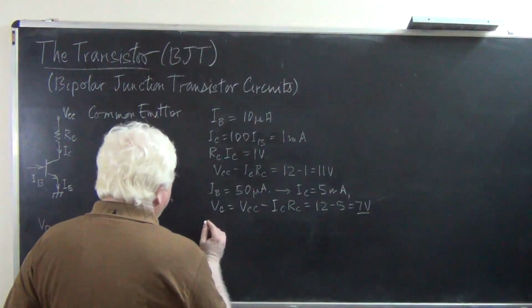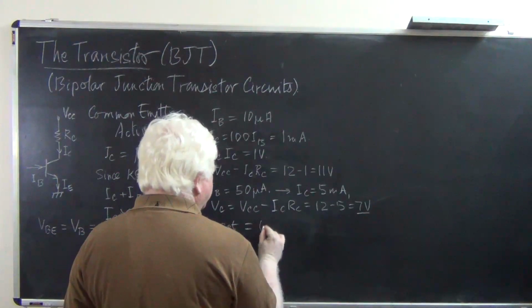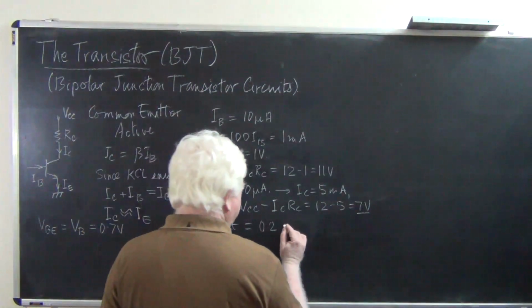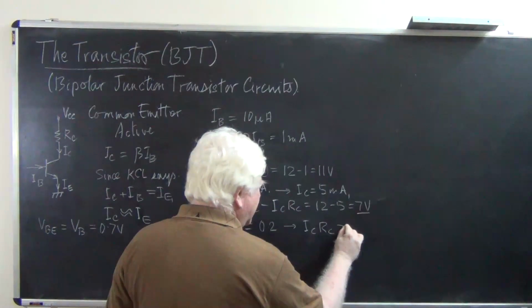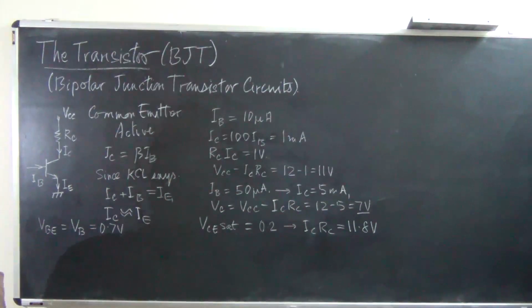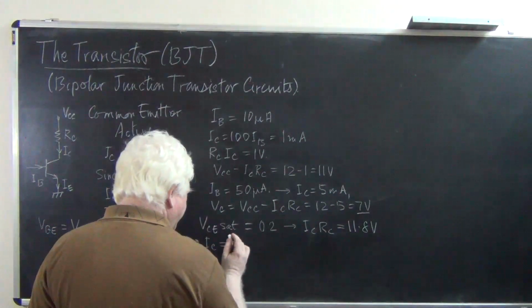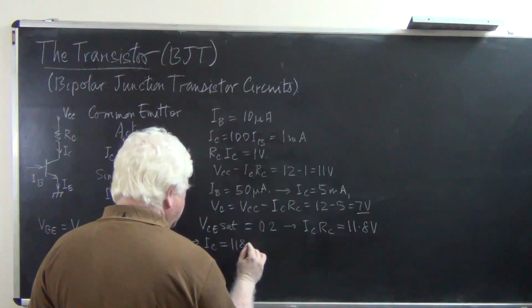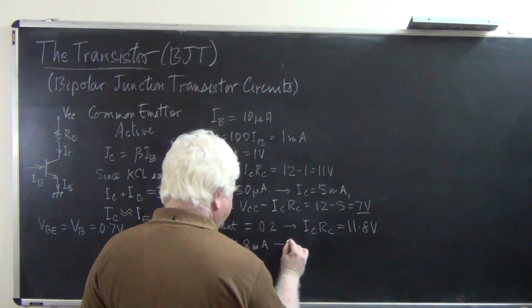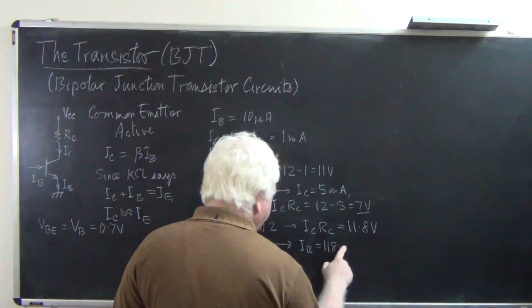So let's see, VCE sat equals 0.2. If this is the voltage we want the collector to be at, then we want IC RC to be equal to 11.8 volts, which means IC equals 11.8 milliamperes, which means IB equals 118 microamperes.